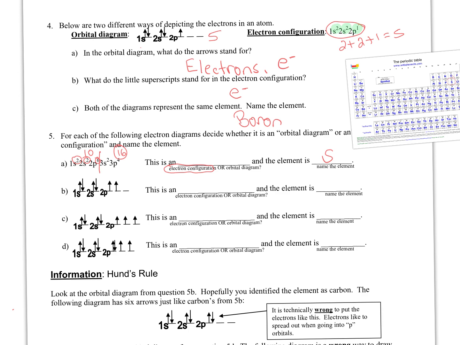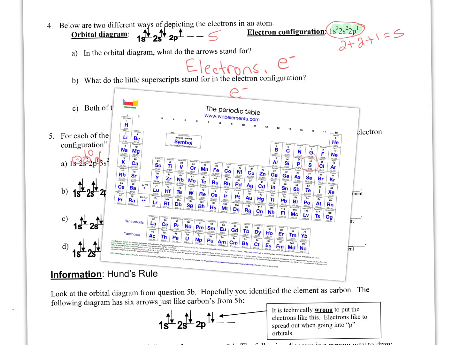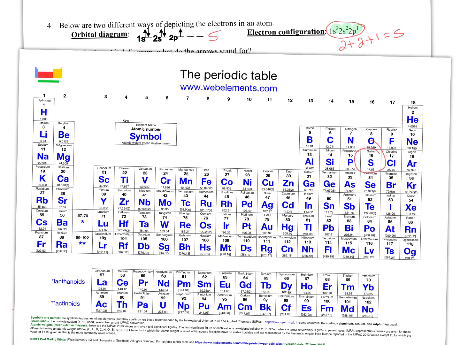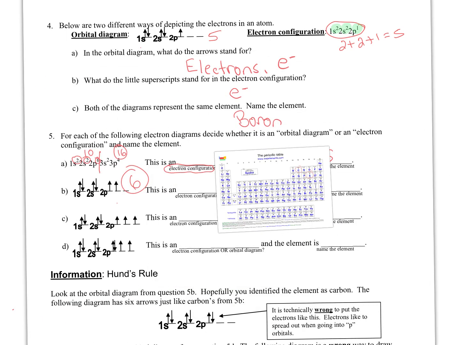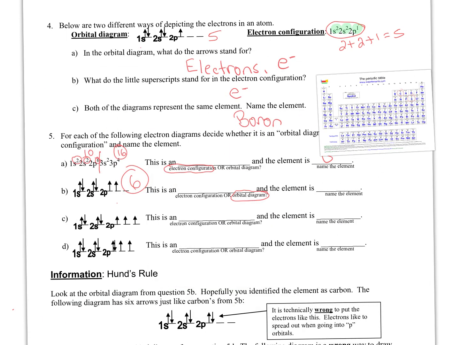All right, the next one. That is not an electron configuration because the other one was, and they do not look the same. So this is an orbital diagram. Who is it? This one's kind of easy. We just count the arrows. So we have 1, 2, 3, 4, 5, 6. And then you pull your periodic table. Who is number 6? And it would be carbon. All right, so we can put this back. Carbon.